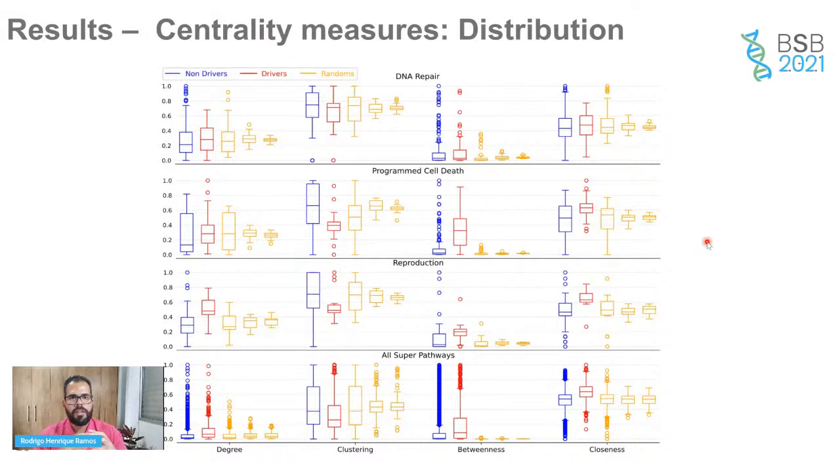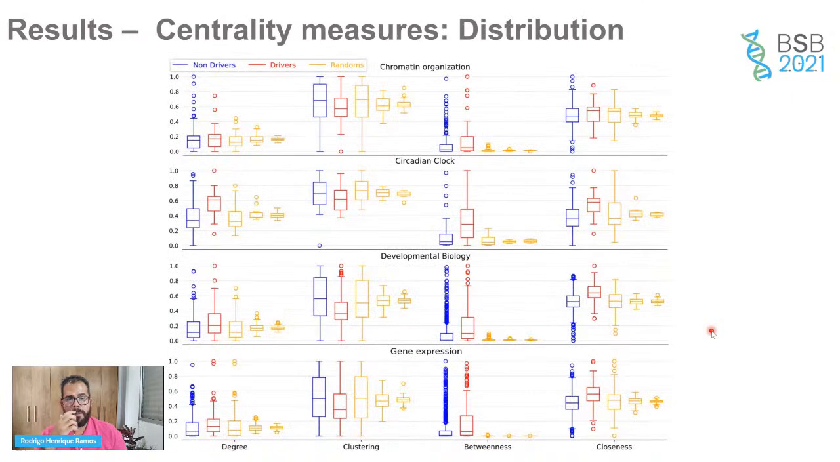overall say that drivers are hubs because they have a higher degree, and they connect different parts in the network because they have a lower clustering, and they concentrate flow of information because they have, in all cases, a higher betweenness, and they are more in the middle, the center of the network, because of the closeness. We also show here the comparison between the other networks.